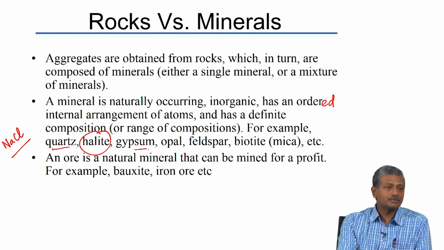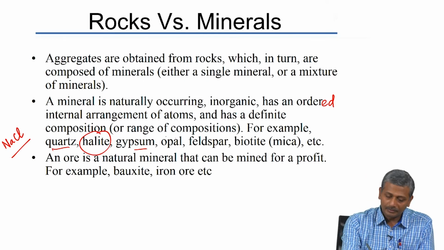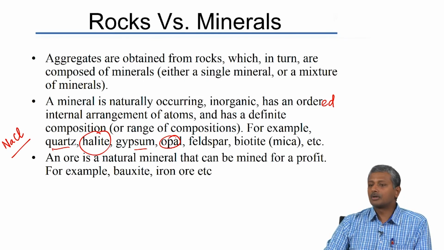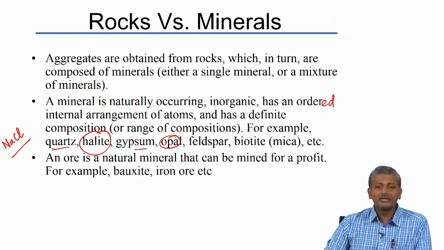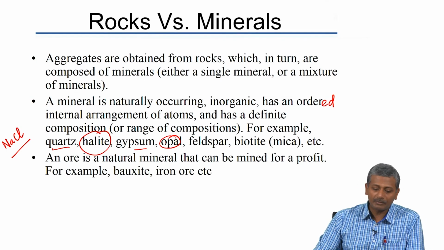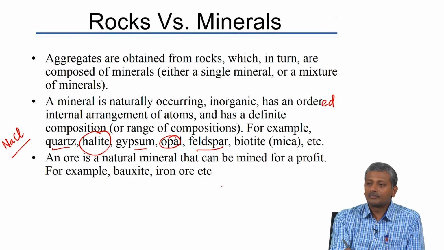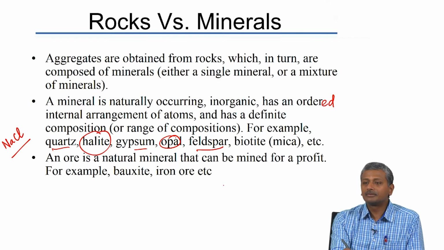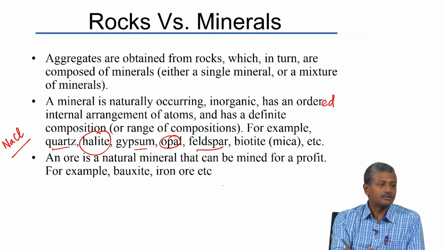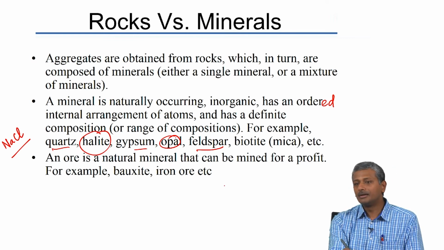Gypsum is naturally occurring. It is a mineral, it can also form a rock. Okay. Opal, we use a lot in ornaments and jewelry, okay, but opal is also part of your sedimentary rocks, one of the types of sedimentary rocks. Feldspar, where do you get feldspar? Which rock has feldspar as a main constituent? A rock you are all familiar with? Granite. Yeah, granite is the local rock and feldspar is the most common mineral in granite.